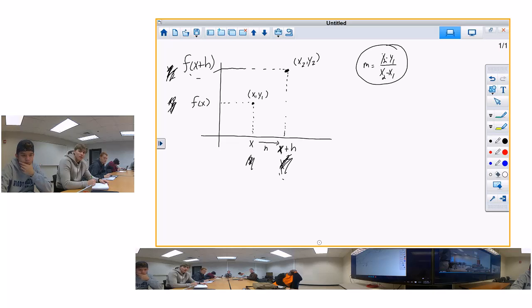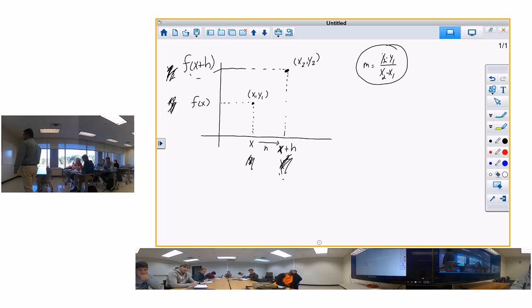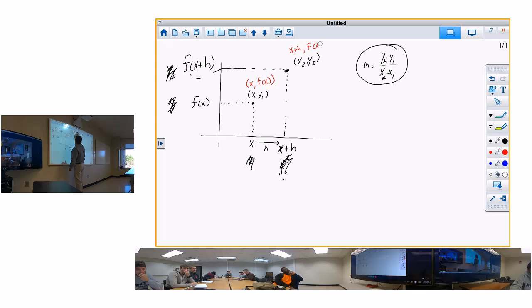Now, right now, some of y'all are going, I have no idea what he's talking about. So, here's your x and y. Now, I'm going to take my red pen, and I'm going to write this point down right here. This is x, comma, f of x. This is x plus h, comma, f of x plus h. Now write your slope.